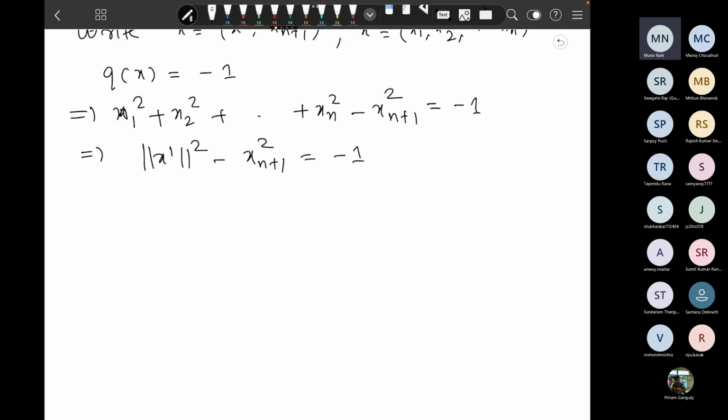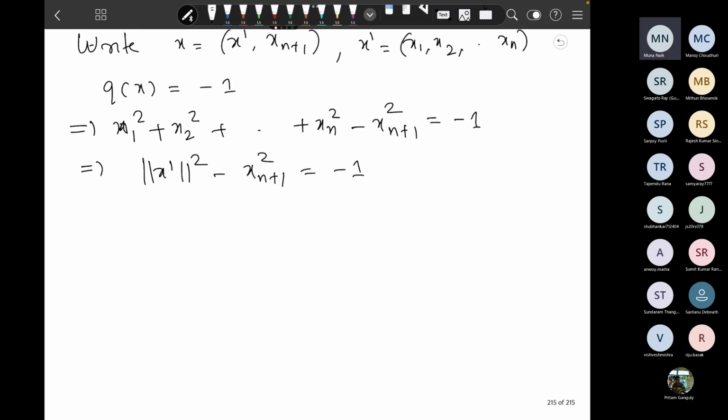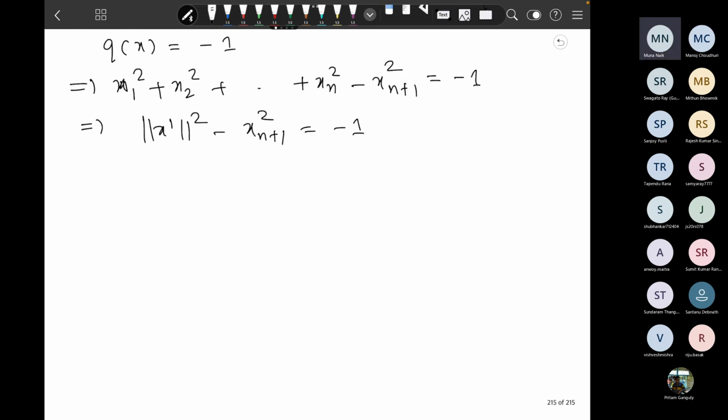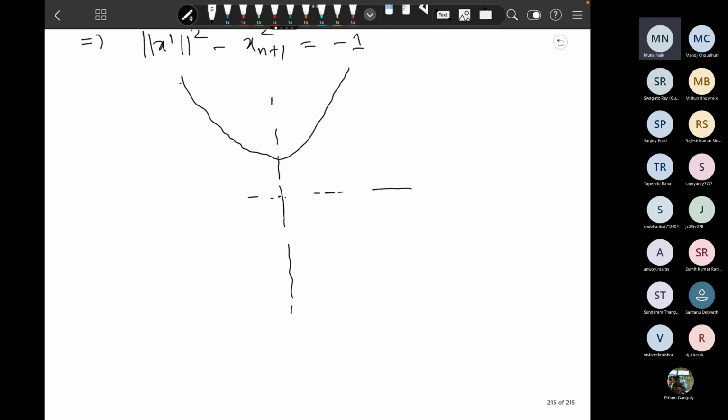Now if you know the concept of something called surface of revolution, it is not difficult to see that this will look like something. Okay, let me draw this. Just wait. So now you will have to just rotate this.